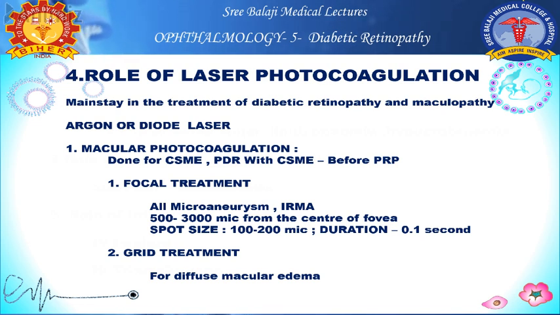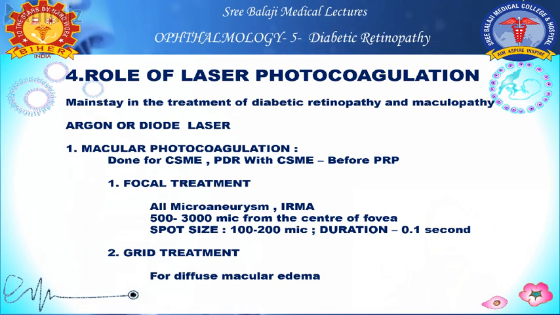It is done in two ways. First is a focal treatment. Here all the focal microaneurysms occurring in spots are photocoagulated using a laser, which is 500 to 3000 microns from the center of the fovea. The spot size would be 100 to 200 microns with a duration of 0.1 second for each burn. Next is grid treatment. This is used for diffuse macular edema.